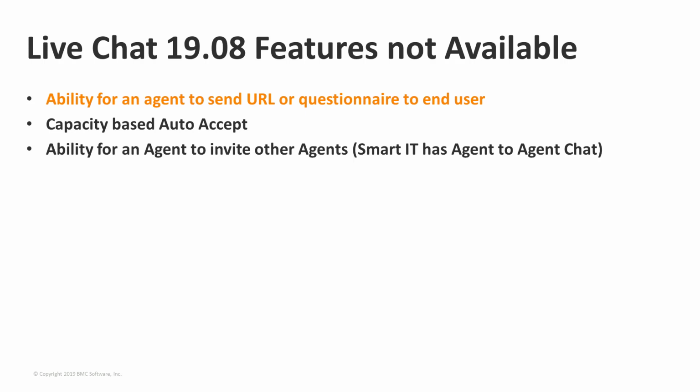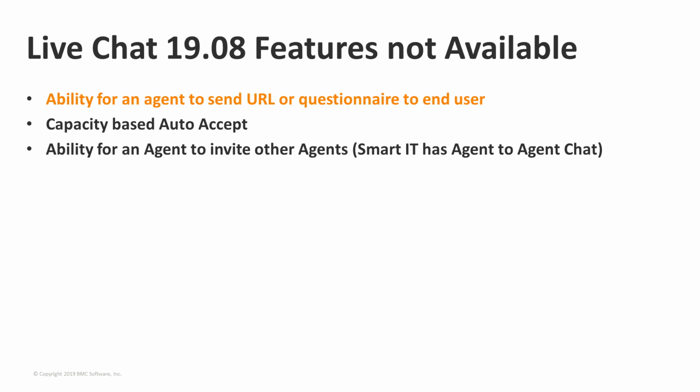Those capabilities are not ported over and are not there in 1911 either. In fact, there are no plans right now for Smart IT agent, the reason being that Smart IT already has the Openfire chat capability, which allows an agent to interact with another agent already. So we would be duplicating that.